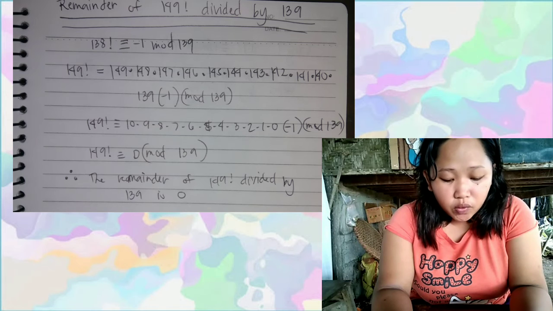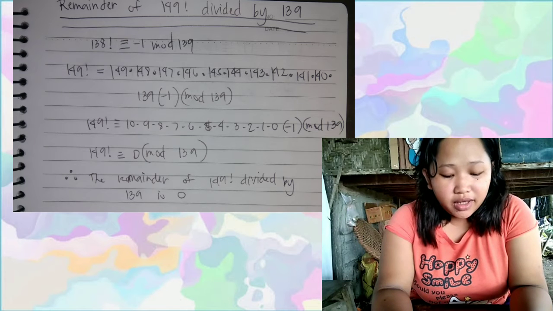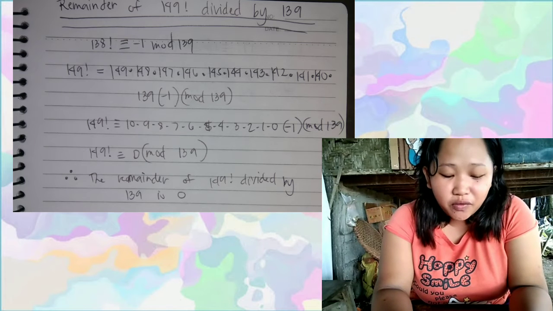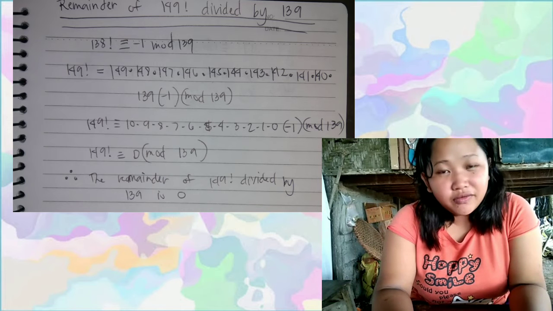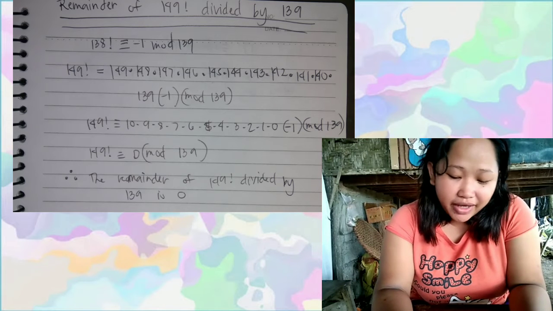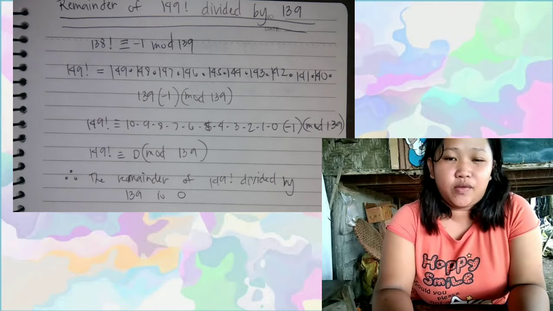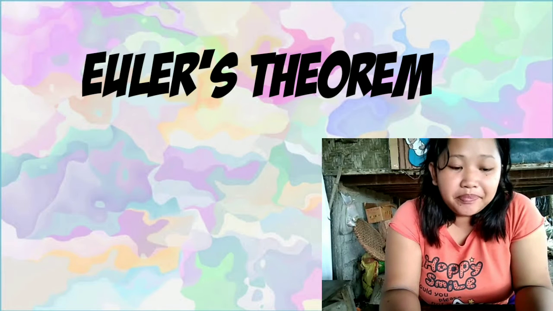149 factorial is congruent to 0 modulo 139. Therefore, the remainder when 149 factorial is divided by 139 is 0. The second topic of the application of congruence in number theory is Euler's theorem.